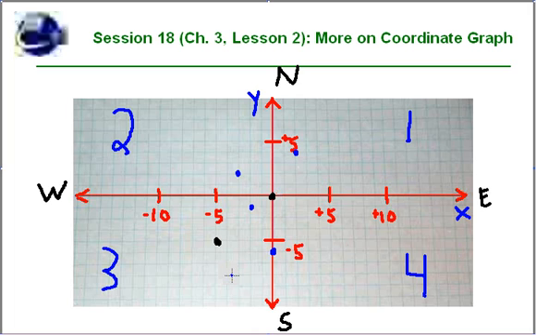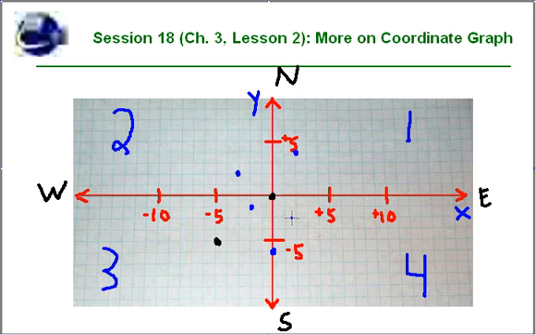Your next point is 1, comma, minus 1. Start at your origin. X's are first. You go over 1. Remember, 1 is the same thing as positive 1. So that's going to take you to the right. And then the minus 1 for y is going to take you down. So you're going to be somewhere here in the 4th quadrant.